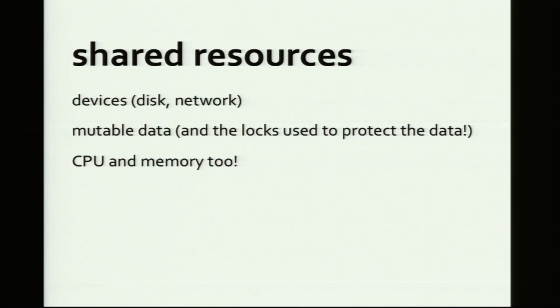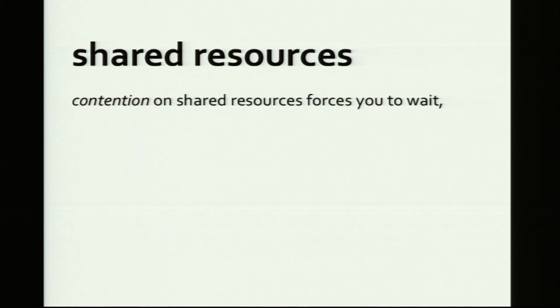Okay, so why are shared resources a bad pattern? Well, first, what are shared resources? I'm talking about things like disk, network, other devices which we might need to share. I'm talking about things like mutable data, and in particular, the locks that we try to acquire to manipulate that mutable data. But I'm also talking about other resources we use to do computation, like CPU and memory too. Okay? So why do we want to avoid shared resources?